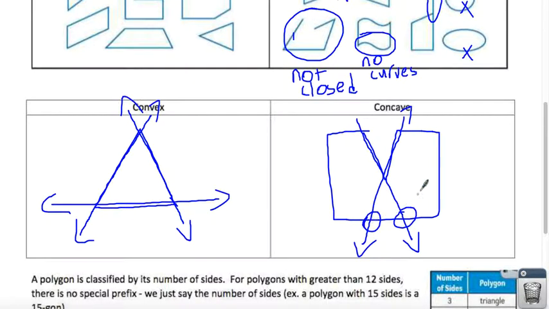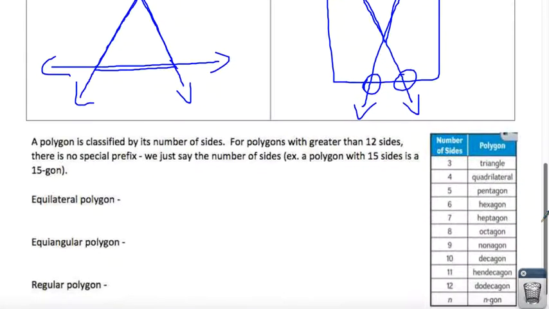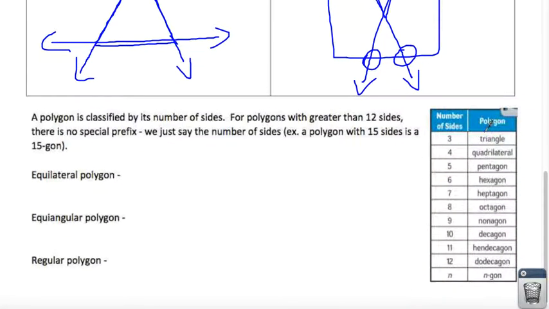So a polygon can be named by its number of sides. For polygons greater than 12 sides, there's no special prefix. So over here on the table, we have common prefixes. Obviously, 3 sides is a triangle, 6 is a hexagon, things you know. Once you go past 12, you don't get any special prefixes anymore. So you just state the number of sides. So 15 sides is called a 15gon. We don't see those a whole lot, so they don't get fancy names.